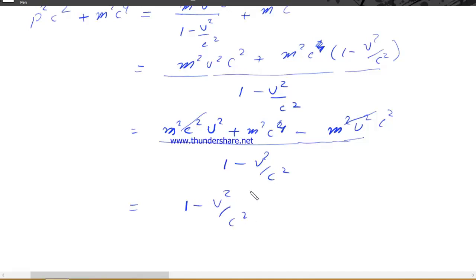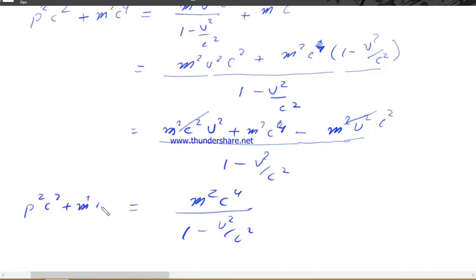Now we can write this. This term is cancelled by this term. Then m square c^4 divided by 1 minus v square over c square is equal to p square c square plus m square c^4.